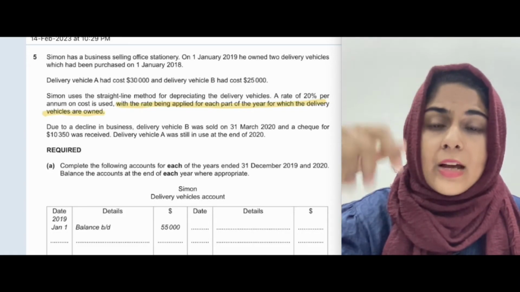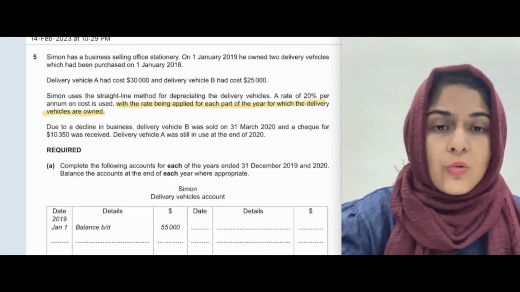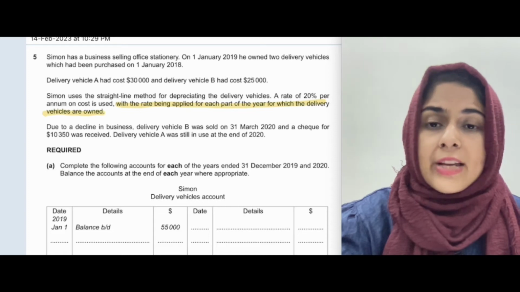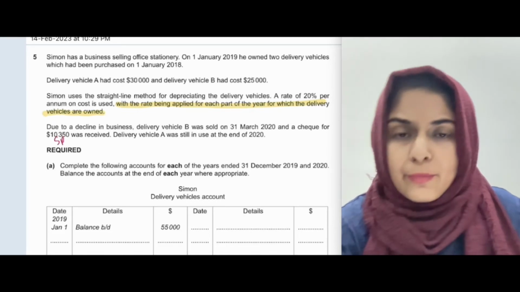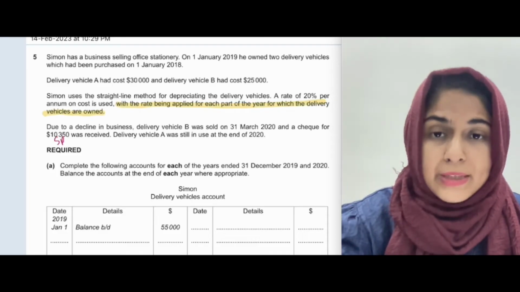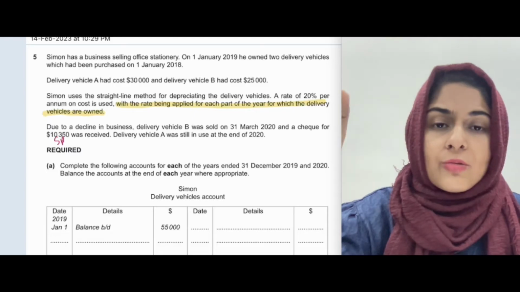So now they're saying due to decline in business, delivery vehicle B was sold on 31st March 2020 and a cheque of 10,350 was received. So basically this is the selling price of the delivery vehicle B. Delivery vehicle A was still in use at the end of 2020.